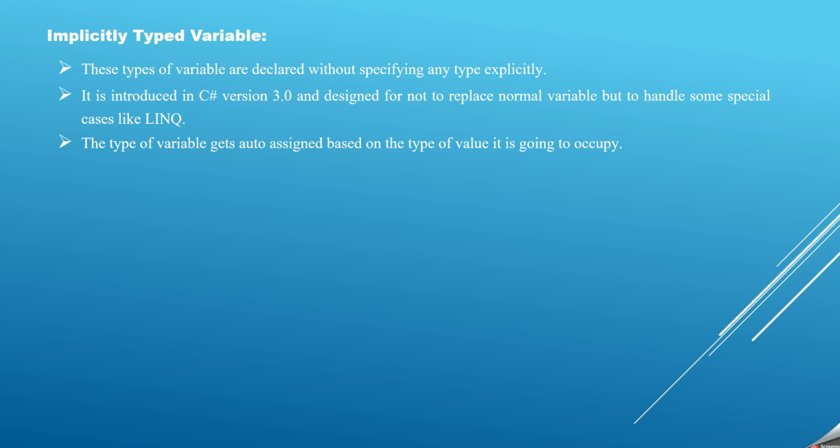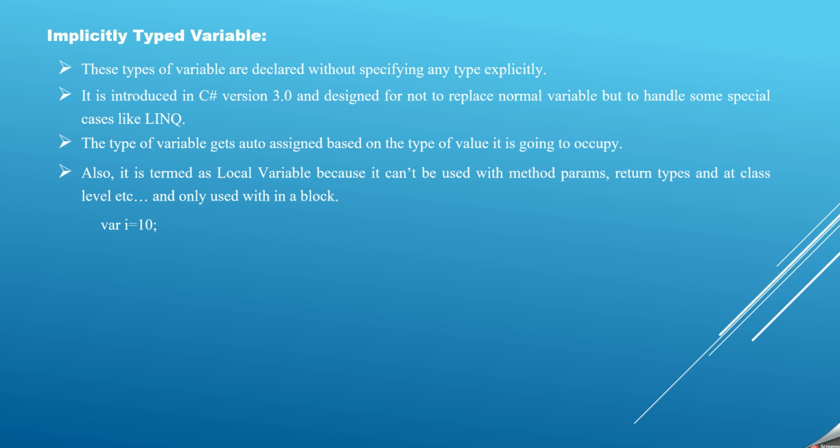So the type of variable gets auto assigned based on the type of value it is going to occupy. That means, let's suppose we are going to declare such a variable like var i equals 10. That means i would be of type integer, because it all depends on the type of value we assign. Let's suppose there is one more variable, var name equals scam.net, then it is going to be of type string.